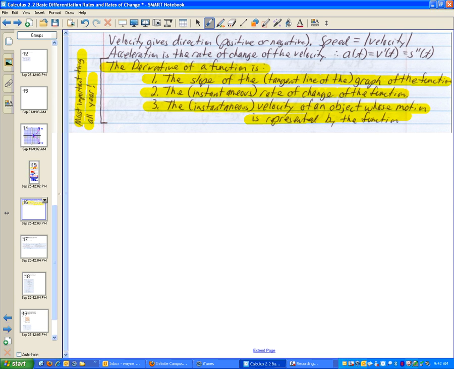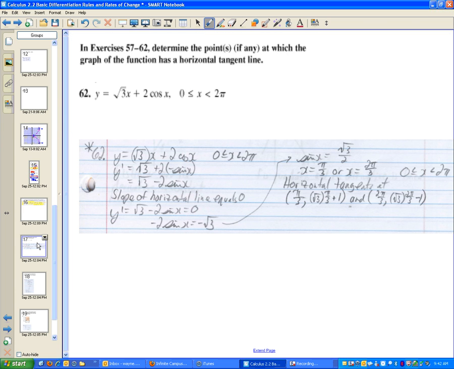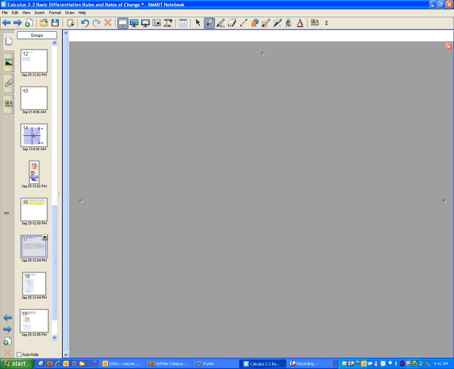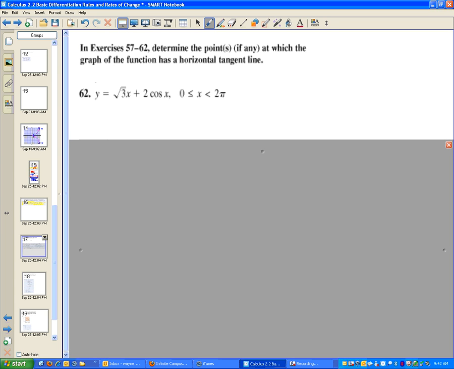So what do you say we work a few problems? Does that sound fun? Yeah. All right, we're going to start with number 62 on page 116. It says, determine the points, if any, at which the graph of the function has a horizontal tangent line. So we actually could have worked this the other day, but we just didn't have time to get to it. So determine the points, if any, at which the graph of the function has a horizontal tangent line.